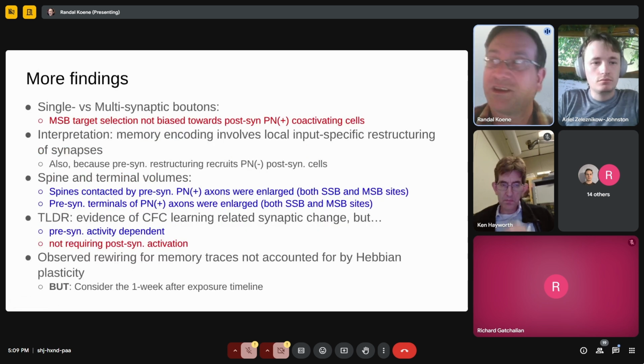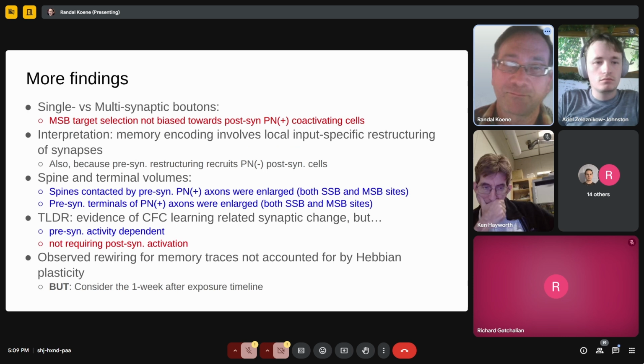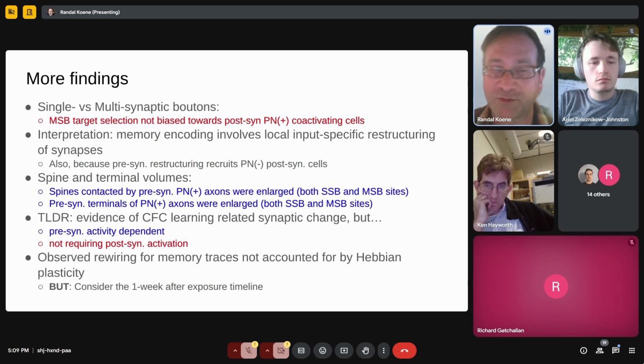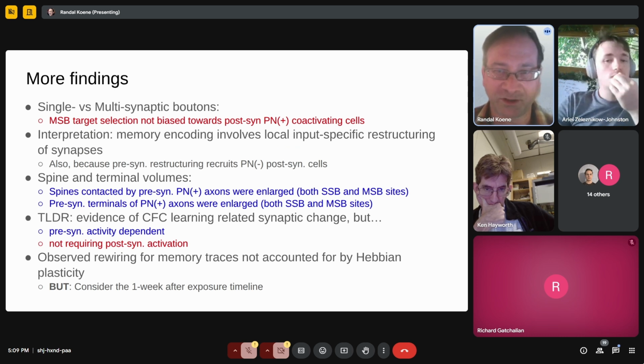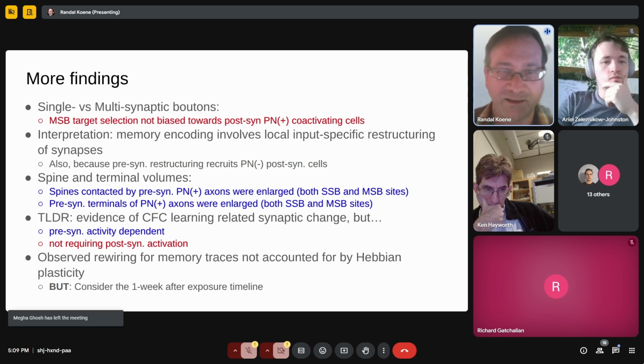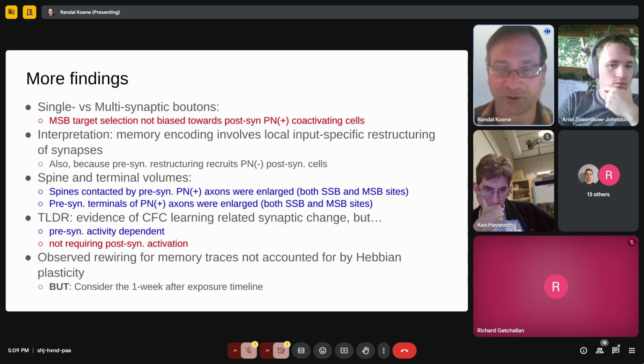So continuing the findings, the MSB, so multisynaptic bouton target selection, did not appear to be biased towards postsynaptic PN plus, in other words, co-activating cells. It didn't seem to depend on that. Their interpretation is that memory encoding involves local input-specific restructuring of synapses. They base this not just on the lack of significant postsynaptic modification, but also on the recruitment of PN minus postsynaptic neurons via presynaptic restructuring.